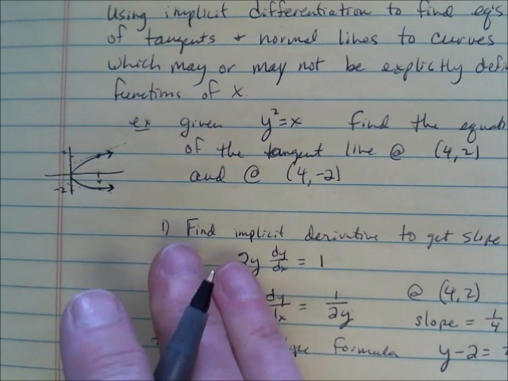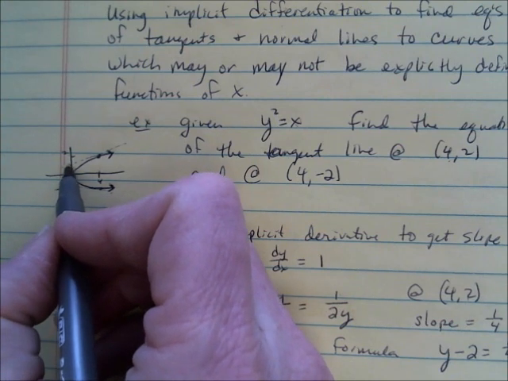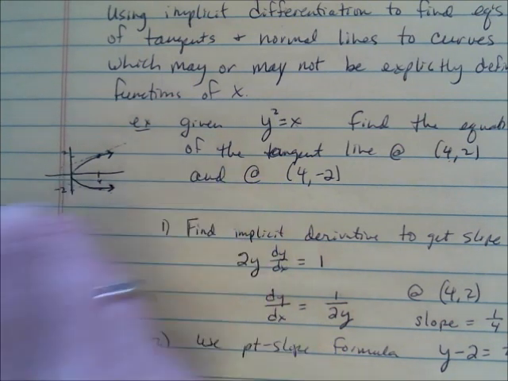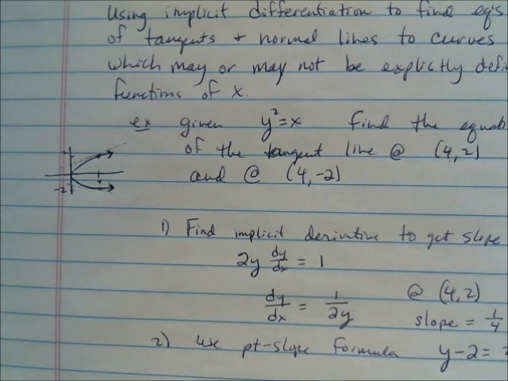And you can kind of see from this picture that the slope is probably going to be something like 1/4 because it's very gradual, and it does have the y-intercept of 1. So that looks like we have the correct answer here.